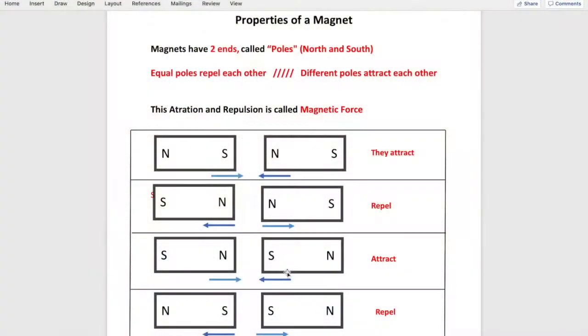Okay. Let's continue with the properties of a magnet. I explained this in the video, but let's go again. Here you have all the points. First, a magnet has two ends, and these two ends are named poles, the north and the south. Now, as you saw in the video, equal poles repel each other, and different poles attract each other. And now, this attraction and repulsion is called a magnetic force.